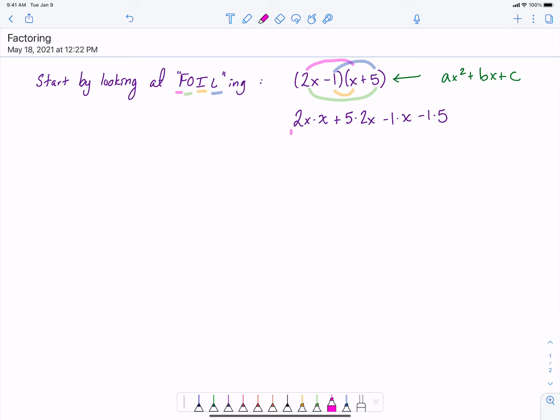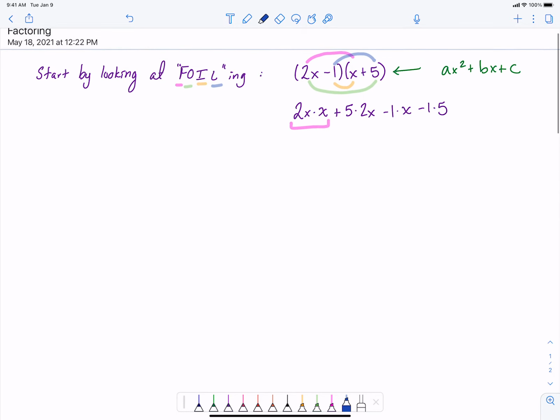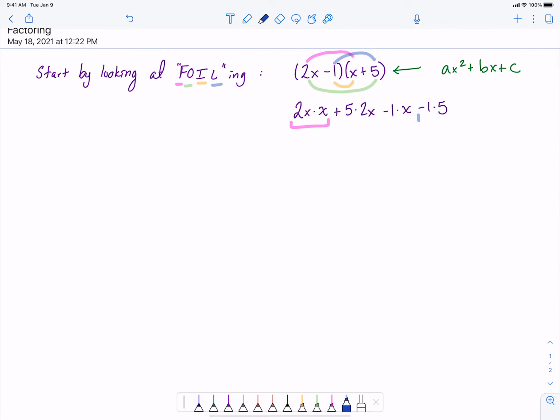And when we then simplify this, normally what we do in our heads is that the first terms that we multiply and the last terms that we multiply don't have any common factors, right? We just get 2x squared and -5 there. But our two middle terms here, our positive 10x and minus x, those are like terms, and so we have to combine those. So that middle term comes from two different parts of our foiling. They come from multiplying the outside terms and then multiplying the inside terms and then adding those together.